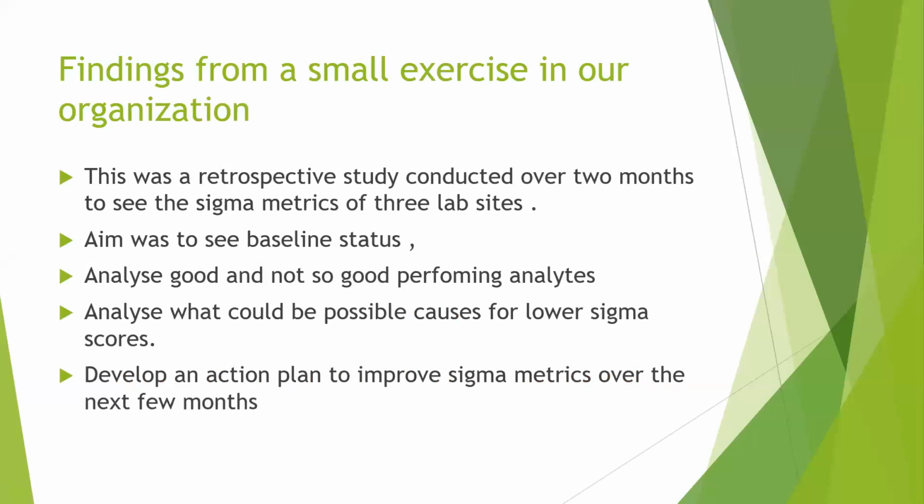This was a retrospective study conducted over 2 months to see the sigma metrics of 3 lab sites. It was a mixture of lab sites. Some were recently started, some were older established sites. We wanted to see the baseline status, analyze which are the good and not so good performing analytes, see what could be the possible causes for the analytes which have a lower sigma score, and develop an action plan to improve the sigma metrics over the next few months. It was a very basic study, but we wanted to see at least these basic aspects.